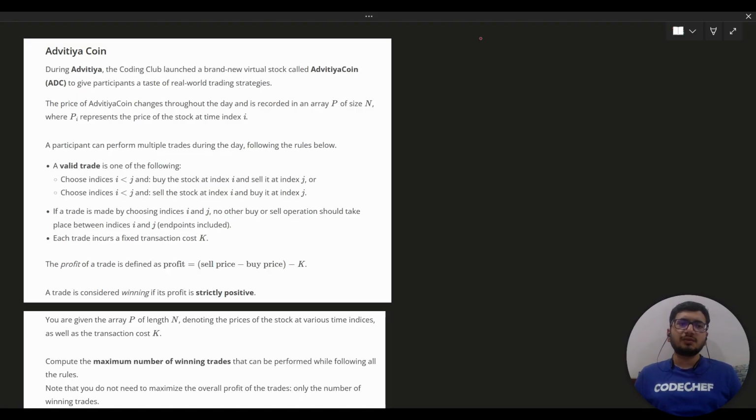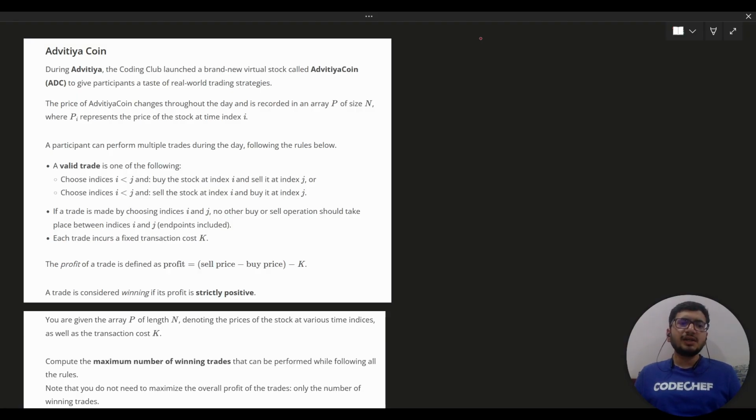A valid trade is one of the following. You choose an index i that is less than j. Then you buy the stock at i and sell it at j. Or you can do the reverse: you can sell the stock at i and buy it at j. Now, if a trade is made by choosing indices i and j, it means that no other buy or sell operation should take place between these indices i and j, both included.